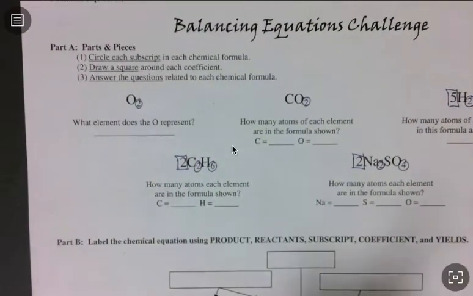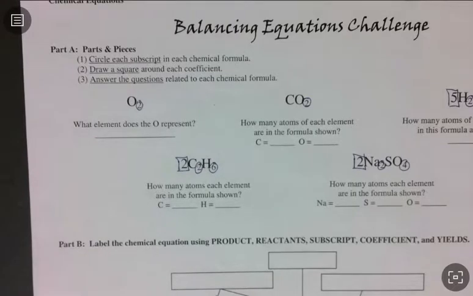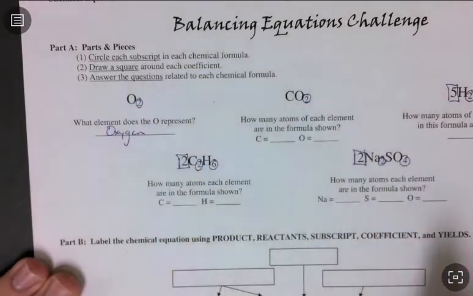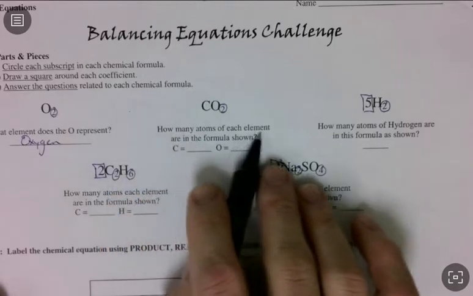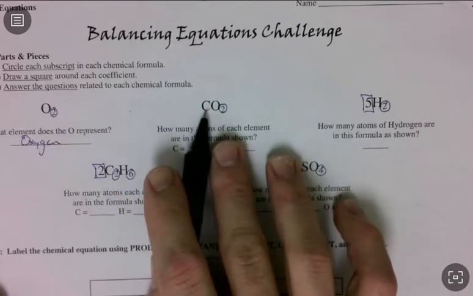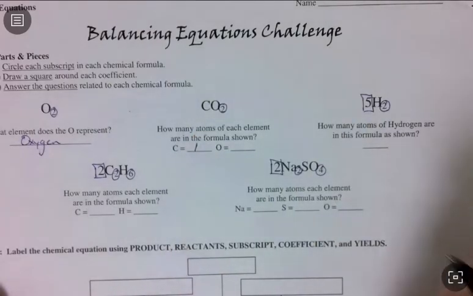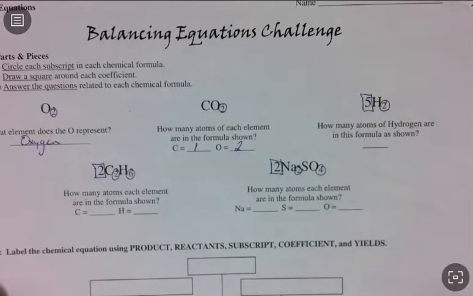Now, number 3 says answer the questions related to each of the chemical formulas. What does the O represent? Well, if you have your textbook and you open up to the periodic table, the element symbols are there, so you can see that O is representing oxygen. Here in CO2, it asks us how many atoms of each element are in the formula shown. For carbon, there's no subscript here, so you can assume that it's just 1, and then for the 2, referring to the oxygen, there are 2 oxygens.